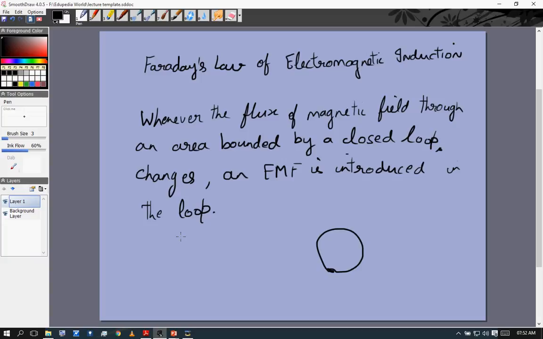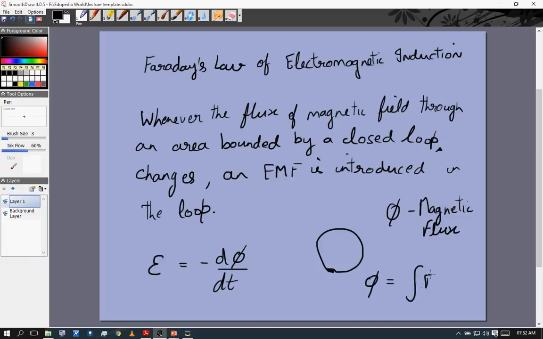Now this is a qualitative form, but he also gave it quantitatively. What he said was that the induced EMF is given by minus d phi by dt, where phi is the magnetic flux. And if you know the formula for electric flux, magnetic flux comes quite naturally. It is the integral of B dot ds. ds is a small area vector, you integrate it, you get the total area. So the integral of B dot ds is the total flux flowing through a loop.